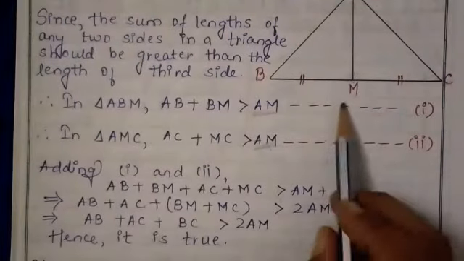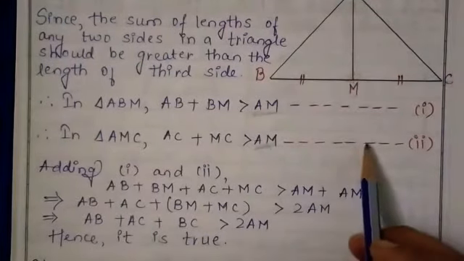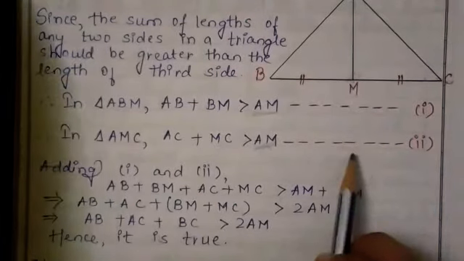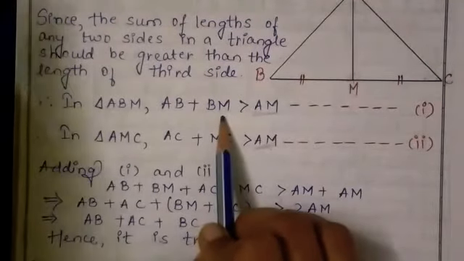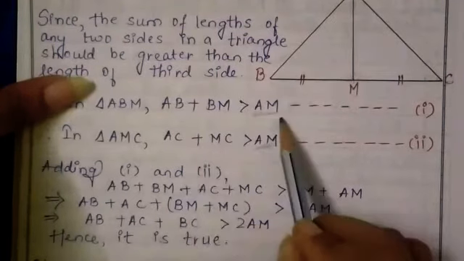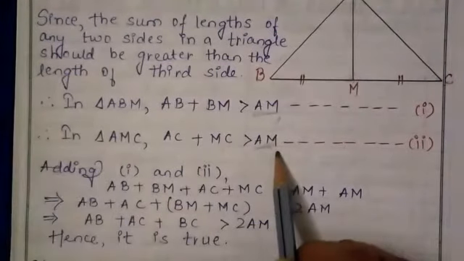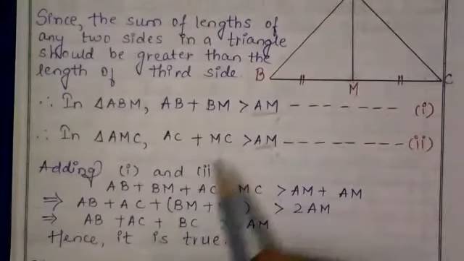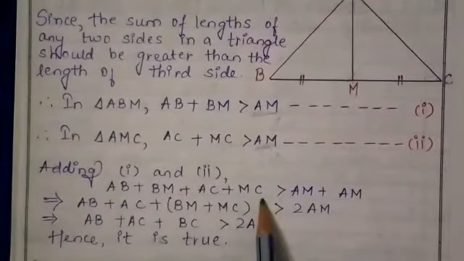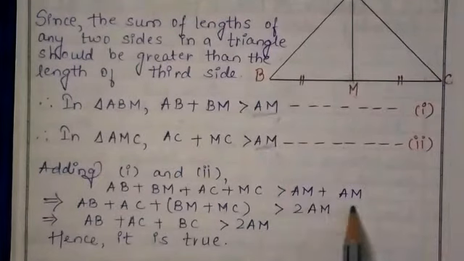Now we have to add these equations. One thing we need to keep in mind is that when we are adding equations, the left hand side should be added with the left hand side and the right hand side should be added with the right hand side. So AB plus BM plus AC plus MC will be on the left hand side, and AM plus AM will be on the right hand side.